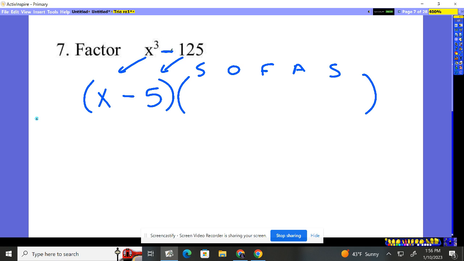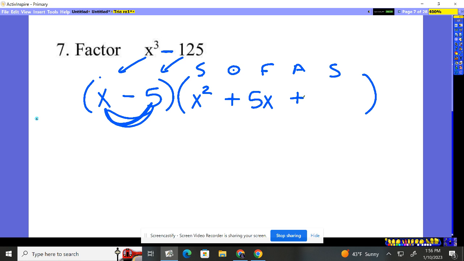Now for the trinomial. SOAP: the first S stands for square, the very first piece over here. So I do an x times an x. X times x is x squared. O stands for the opposite sign. We had a subtraction, so we now are going to use an addition. A stands for fuse, meaning multiply these together, which is 5 times x. Easy enough.